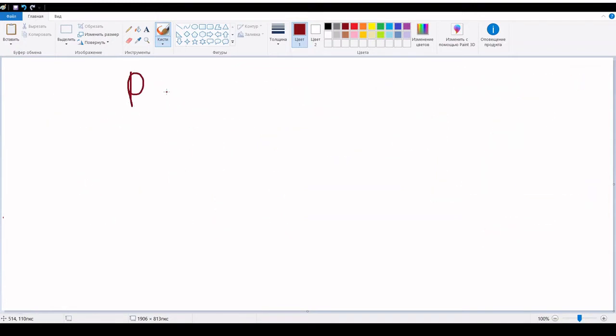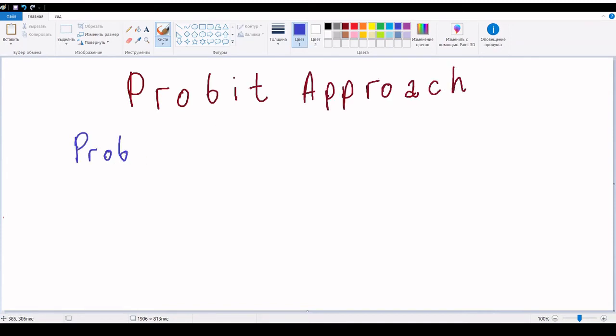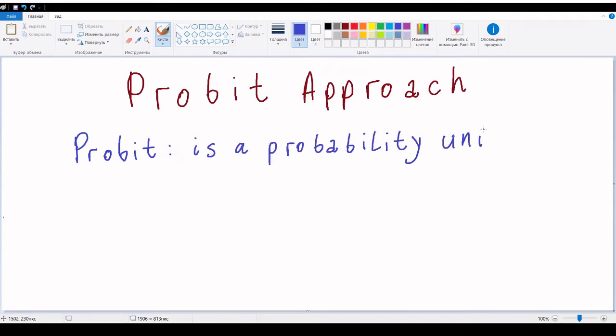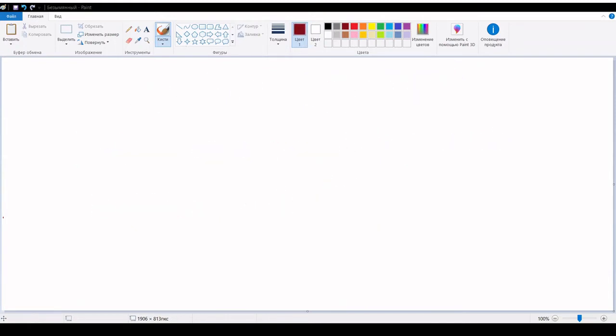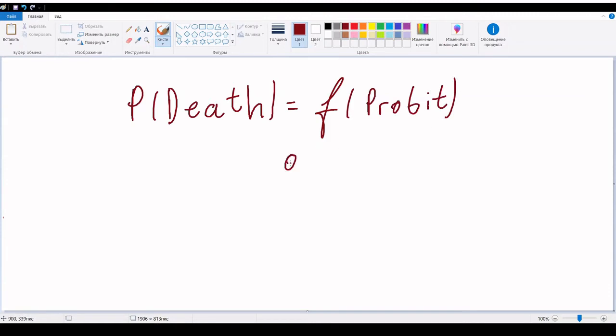But we are going to use an easier probit approach. Probit is a probability unit, and the probit function is a logarithmic one, which has 2 fitting parameters and a causative variable. In our case, the causative variable is a dose or equivalent dangerous toxic load. Probit simply connects a dose with probability of death through a function or special table. You can read more about the probability unit by following the link in the description section.